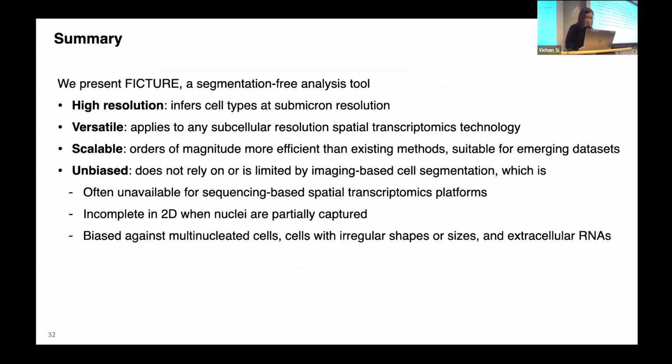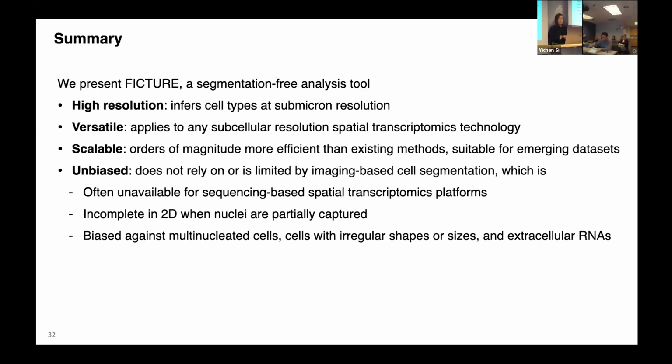So in summary, we present a segmentation-free analysis tool that achieves high resolution and infers cell type at sub-micron resolution for each individual pixel. It's pretty general, in that it applies to any subcellular-level spatial transcriptomic technology. It's highly scalable, orders of magnitude more efficient than existing methods, and it's suitable for emerging large datasets.